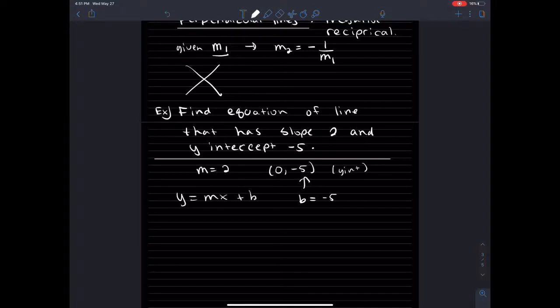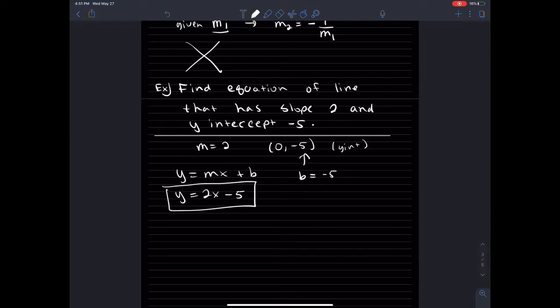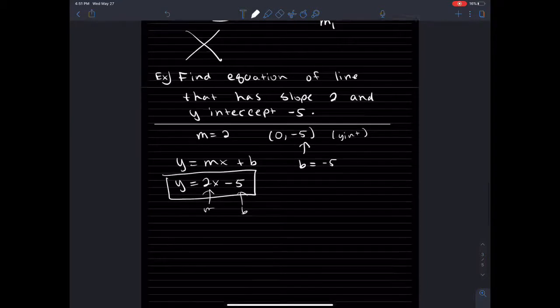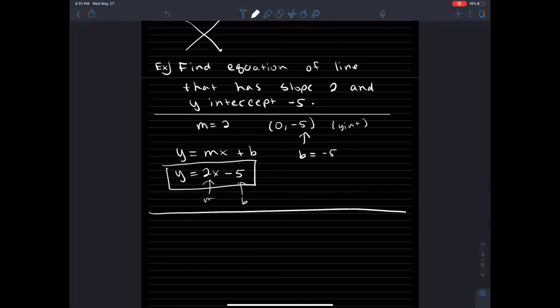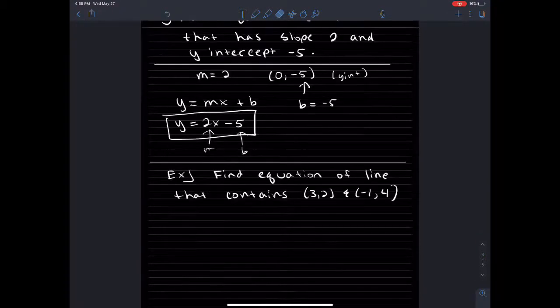Because all we have to do, we have our m and we have our b, and you plug it in, and there we go. That's it. It's my equation with slope 2 and my y-intercept b. What if, let's make it a little harder.